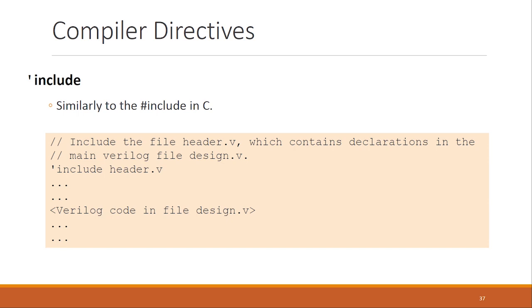Now we have not looked at real examples, so Verilog files have the extension .v. Just like you have .c for C code, we have .v as the extension for Verilog files. So now we need to include header.v in our design. We can use this syntax.